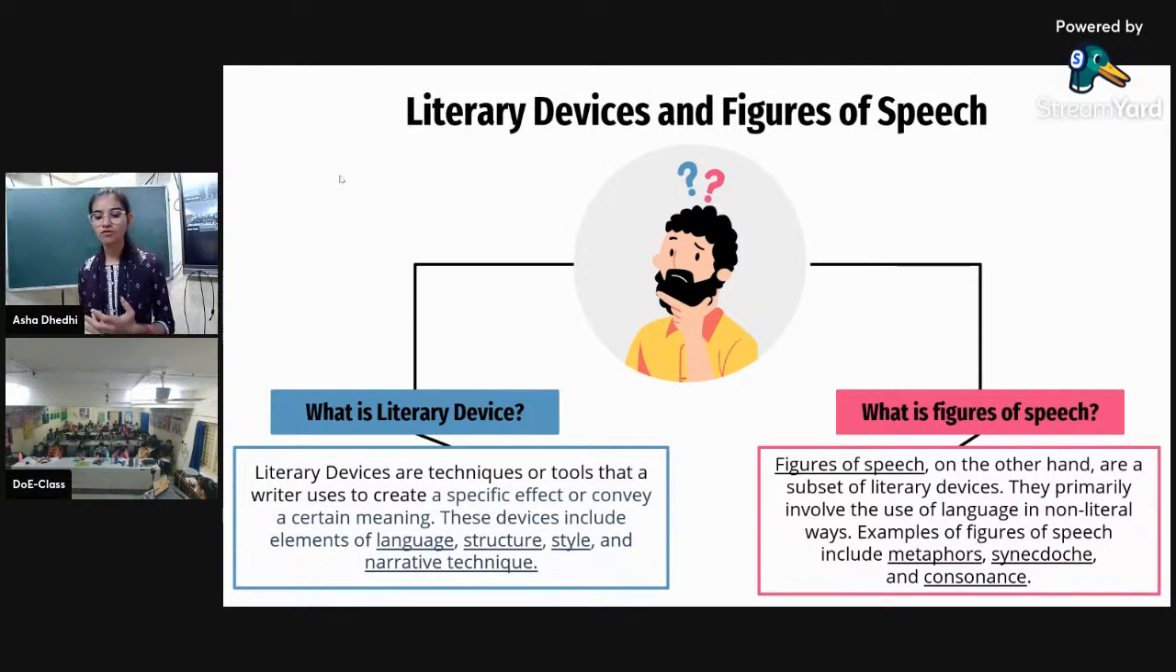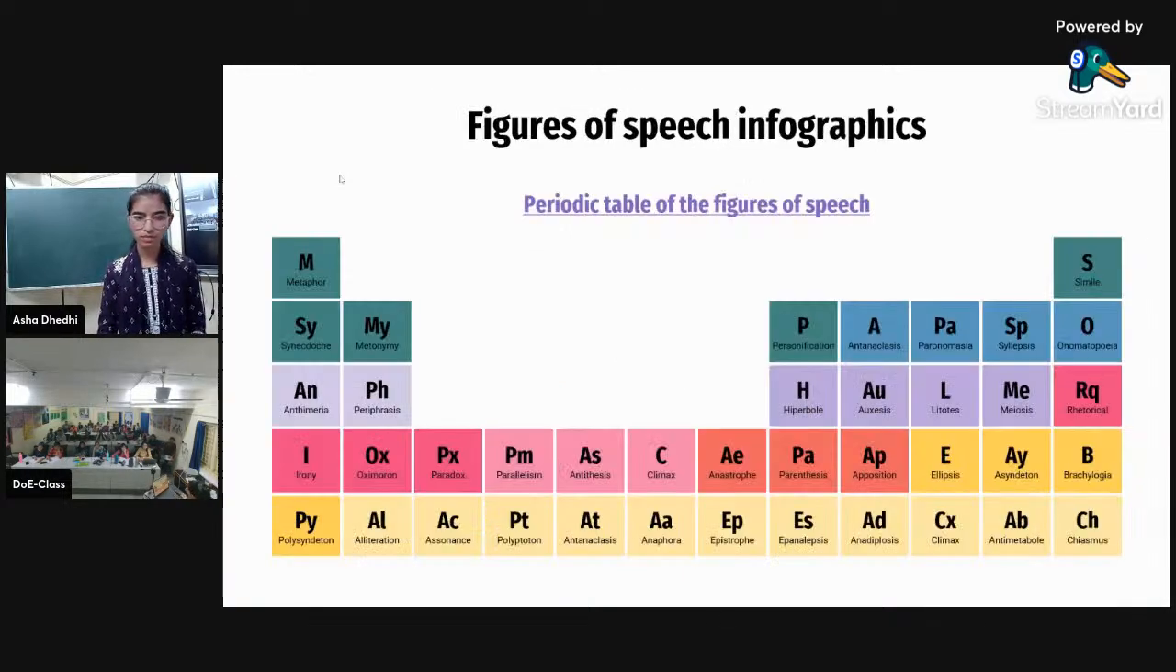So they primarily involve the use of language in non-literal ways, and how you are using a language, all those things would be included in the figures of speech. Examples of figures of speech are metaphor, synecdoche, and consonance. So these are all the terms which we are going to discuss further in this particular lecture. So don't get scared at what these terms mean, right? We are going to discuss all these terms.